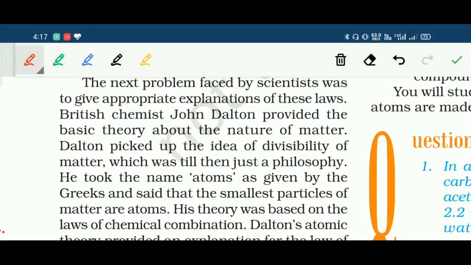Now students, a British chemist, John Dalton, provided the basic theory about the nature of matter. He picked up the idea of divisibility of matter, and he took the name atoms as given by the Greeks and said that the smallest particles of matter are atoms. In other words, atoms are the smallest particles of matter, and his theory was based on the laws of chemical combinations, which is also known as Dalton's atomic theory.